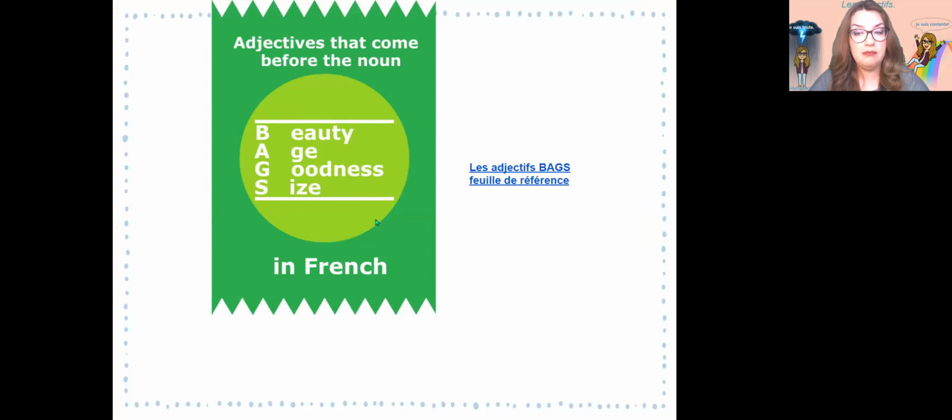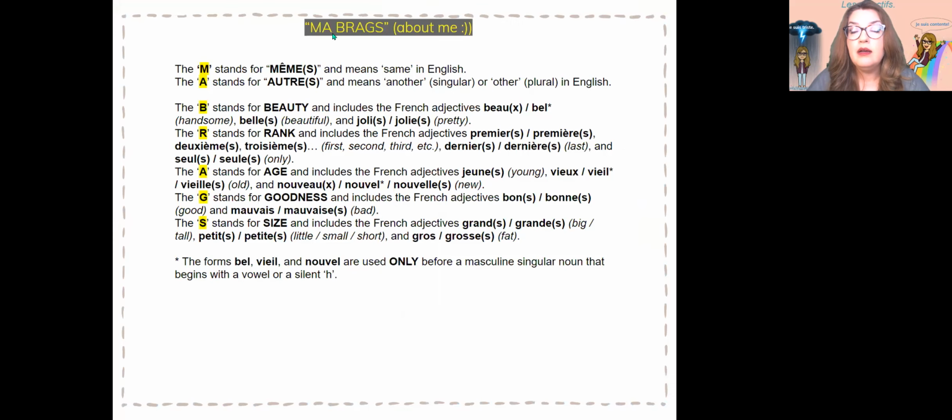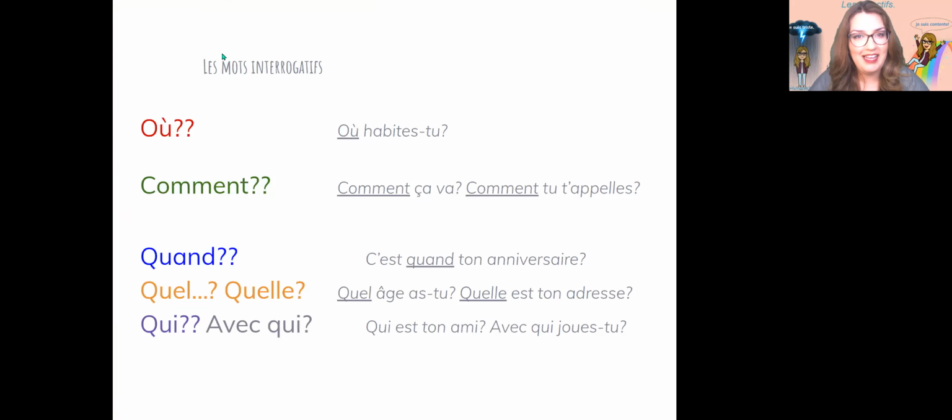Another acronym is BAGS also, BAGS for beauty, age, goodness, and size. I've seen this one, BRAGS, it's like about me. The M stands for même, as in same. The A stands for autre, as in other, another singular or another plural, and so forth. I will let you read all of these. They are self-explanatory and they are complementary to the other bangs, brags and bags acronyms.